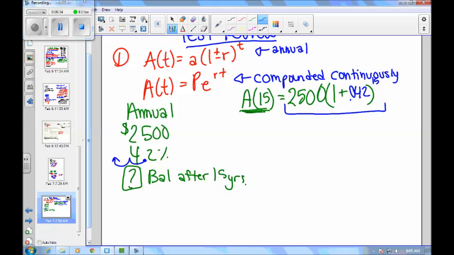Round to the nearest penny. You need a $ sign and a penny. Penny would be the second number after the decimal, so we need 2 numbers after the decimal. There we go. Thank you.